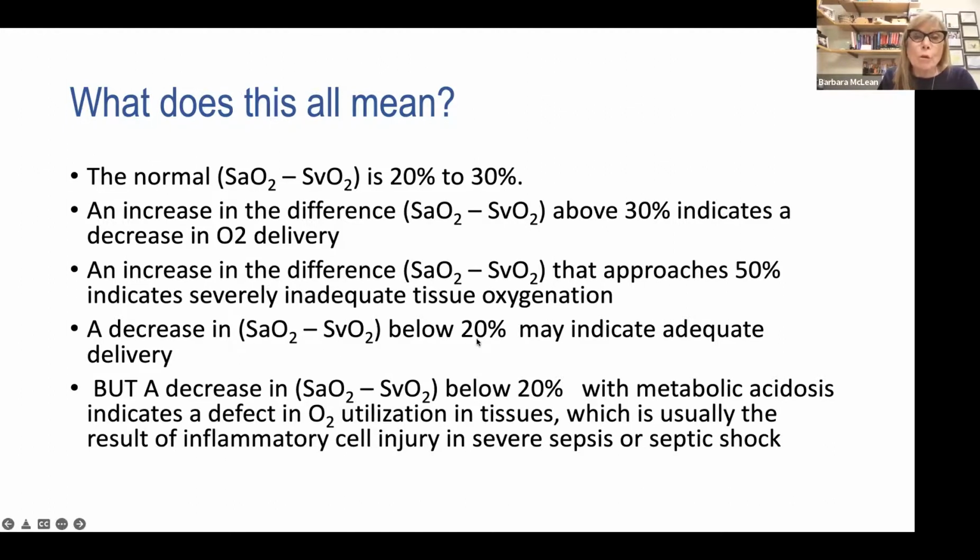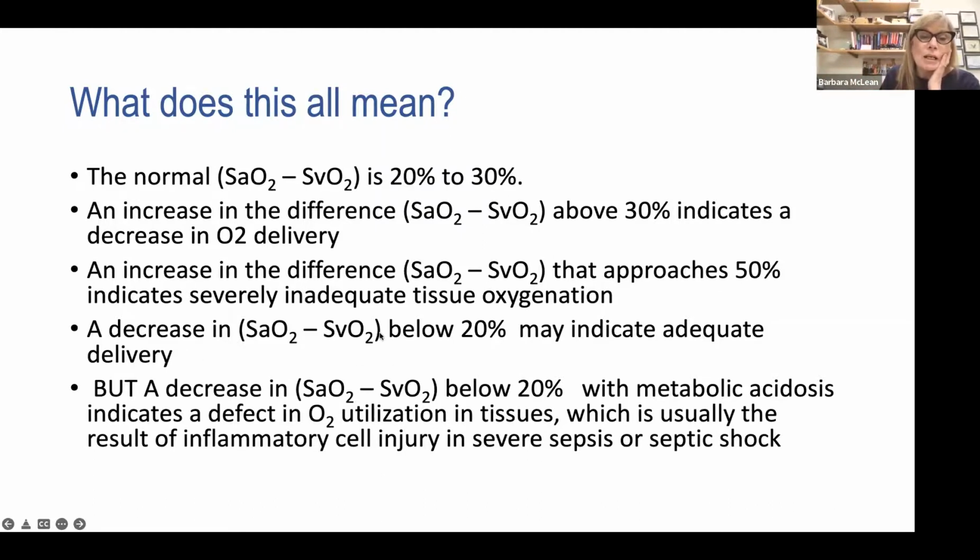Now below 20%, so remember normal is 20 to 30, above 30 means you need to give more delivery. That doesn't mean you give the patient more oxygen. It means you give him a better delivery. Cardiac output first, hemoglobin second, sat last. You're going to decrease his demand, control temperature, pain, and anxiety. So what you're trying to do is get him back to a normal ratio, but more importantly, you're trying to get him back to the absence of metabolic acidosis.